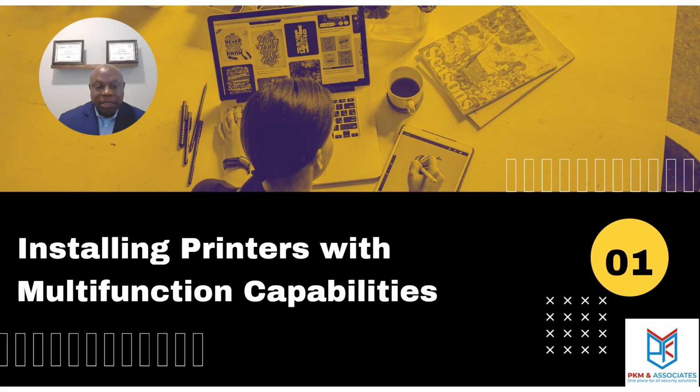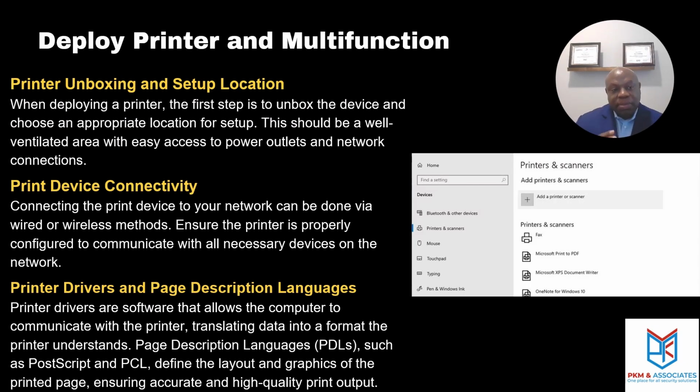All right, so deploy printer and multifunction is the title from there. When you think of deploying the printer and the multifunction aspects of it, let's first talk about your printer and unboxing and setup. It's pretty straightforward. When deploying a printer, the first step is to unbox the device and choose an appropriate location for the setup. This should be a well-ventilated area with easy access to power outlets as well as network connections.